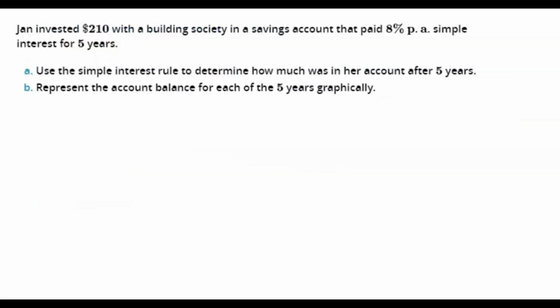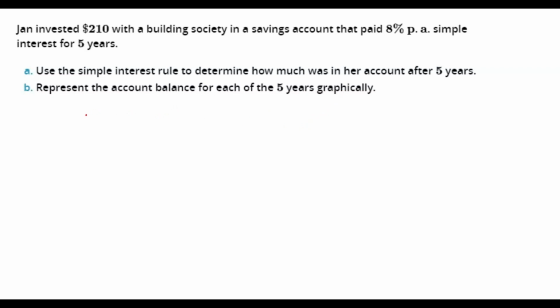All right, now let's look at another example. So now Jan invested with a building society $210 in a savings account that pays 8% simple interest for 5 years. Use the simple interest rule to determine how much was in her account after 5 years. So we could actually use that by doing this, exactly what we did.